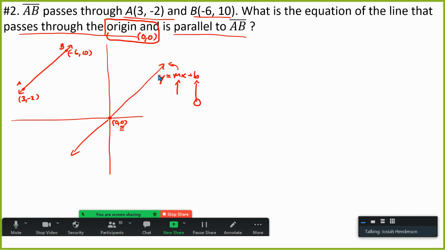They told us that our mystery line, the one we're actually interested in right here, the origin line, is parallel to AB. Parallel lines have equal slopes. They're both going up and over or down and over the same amount each time. If we find the slope for AB, that will match the mystery line because it says they're parallel right here at the end of the story. Parallel.